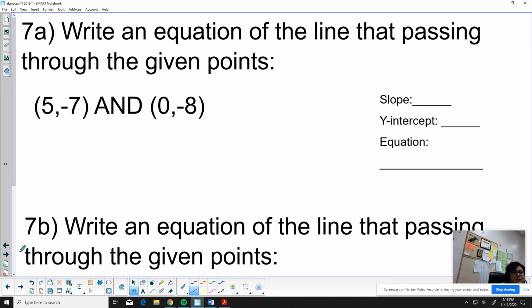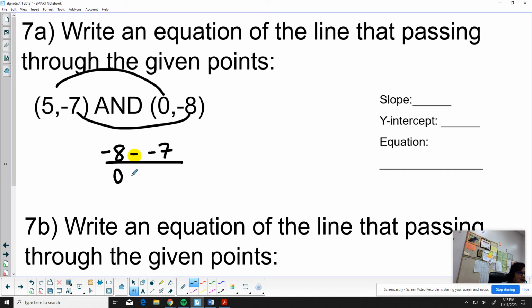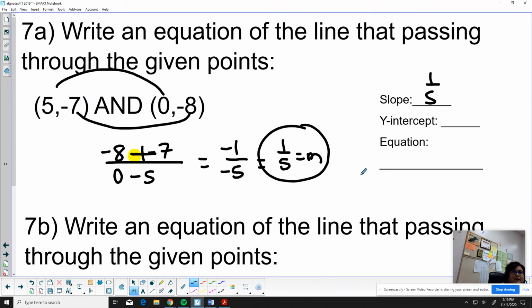Okay, you press pause and try this one and see if you can come up with it. So first thing I'm going to do is find the slope. So negative 8 minus negative 7. Remember, this negative comes from the formula. And then 0 minus 5. So if I put that into decimals, the top number is negative 1 and the bottom number is negative 5. So my slope is 1/5, because two negatives make a positive when I'm dividing.